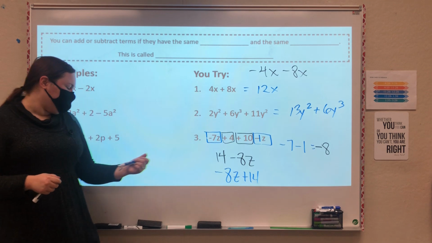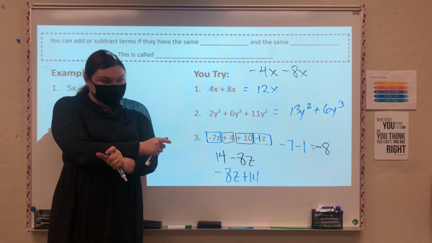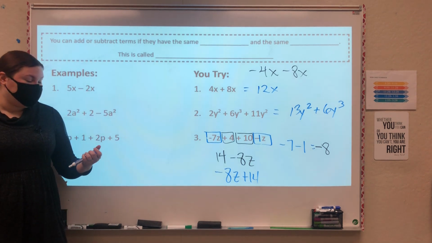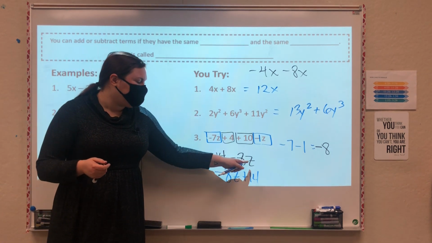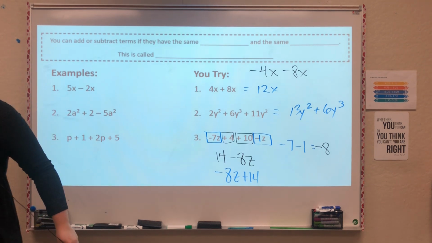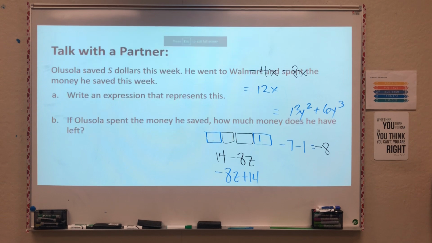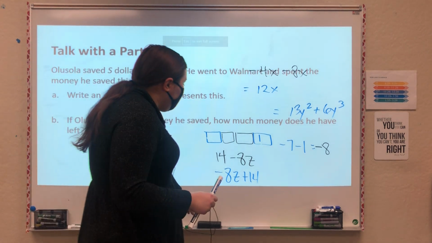This just goes back to what we had been saying for this problem. You've got it in a different order, but it's saying the same thing. Both of them are saying positive 14 and negative 8z. So it's good. The last question I've got goes back to these word problems, representing them with variables.